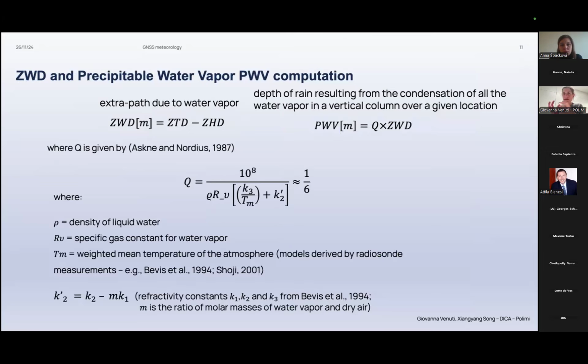Well, this is just to say that the ZTD can be again subdivided into the contribution of hydrostatic gas and the water vapor only, and that the component that is related to water vapor can be expressed in terms of precipitable water vapor. Maybe you are more familiar with this variable. It is the depth of rain resulting from the condensation of the water vapor in a vertical column over a given point. And this is linked to the wet component of the Z delay by a coefficient that is in the order of 1/6.